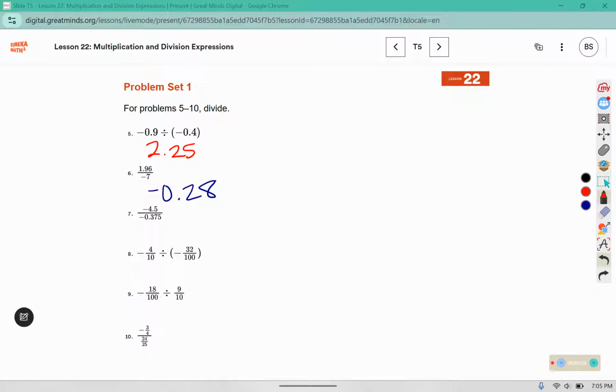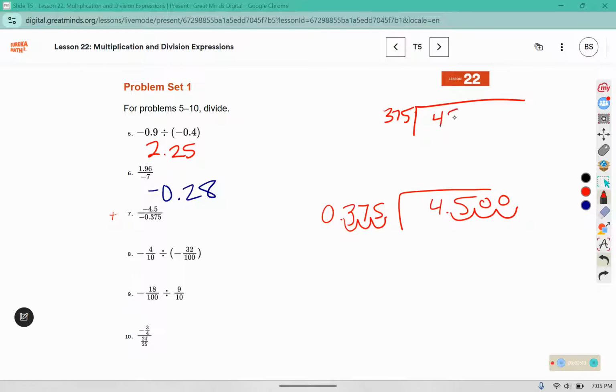Okay, now I have negative 0.45 divided by negative 0.375, and negative divided by a negative, those are the same signs, so it will be positive. We're going to move the decimal 3 spots, so we need to do the same thing here. So now I have 375 and 4,500.